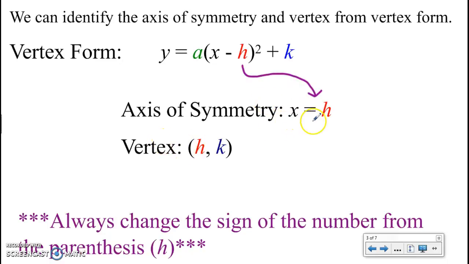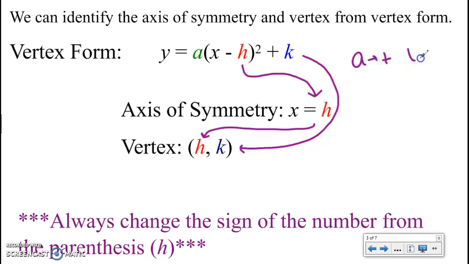And then remember that from standard form, whatever we find for our axis of symmetry also goes into our vertex. And then this number, we don't change the sign, we just bring it straight down. So remember, always change the sign of the number from the parentheses, which is your h. One other thing, if a is positive, it opens up. If a is negative, it opens down, and that's going to help you with your graph a little bit.